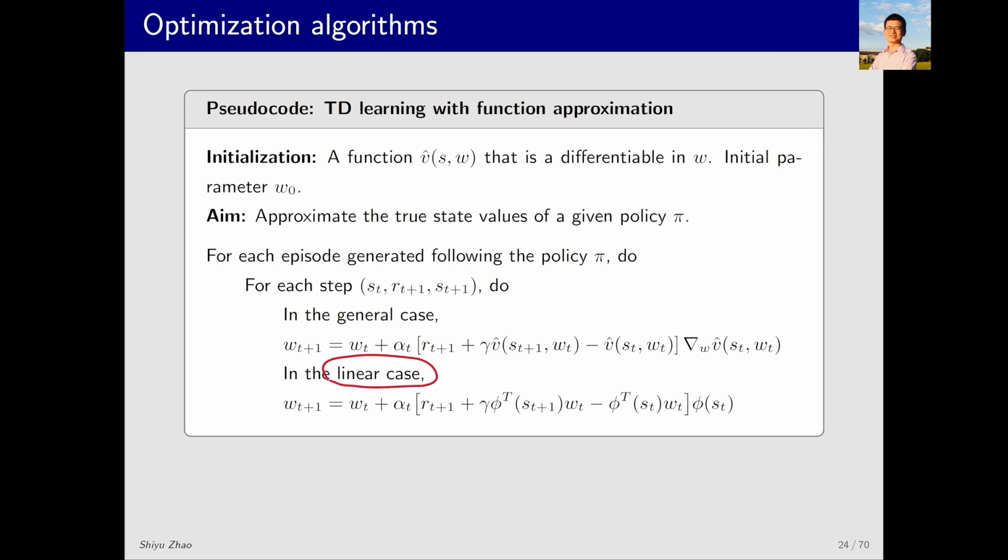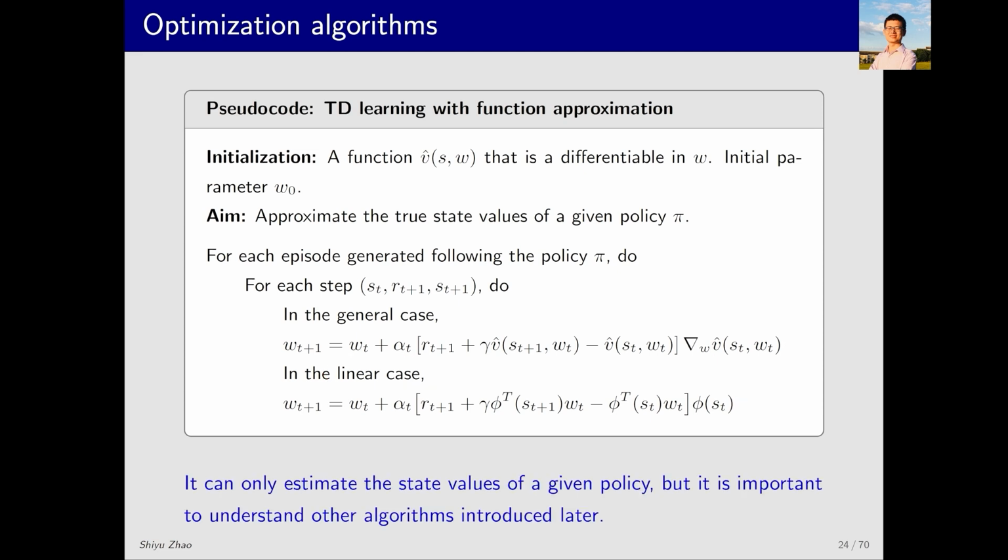What is the linear case? It's a specific choice of v hat. Until now, we haven't yet discussed how v hat should be chosen. In fact, there are many ways to choose it, such as linear functions, nonlinear functions, and so on. We will discuss these ways later. If it's linear, I can substitute the specific expression of v hat into this equation to get the specific algorithm in the linear case. Up to this point, we have introduced the optimization algorithms, which are actually quite straightforward.